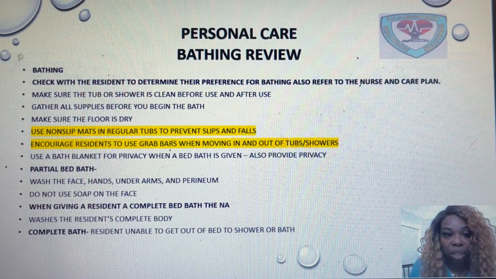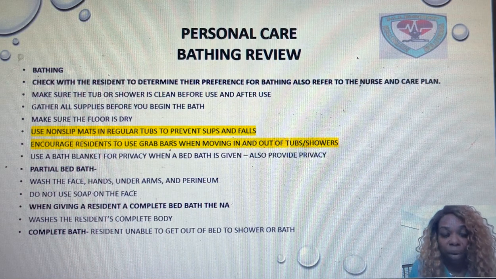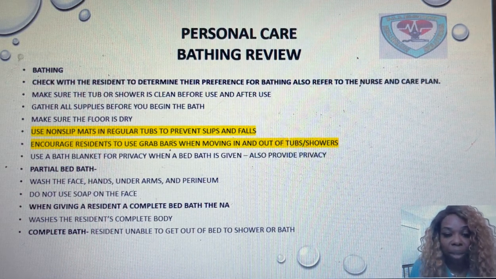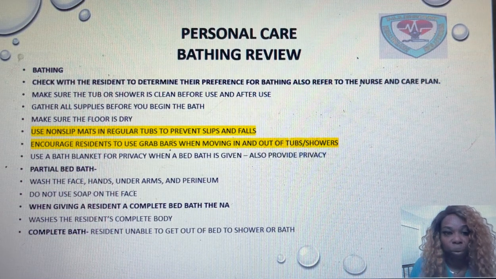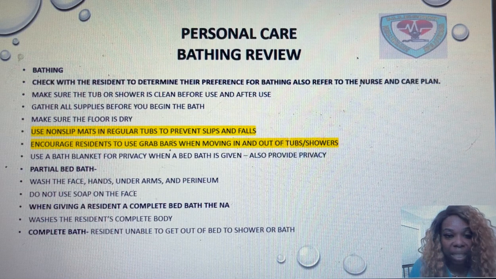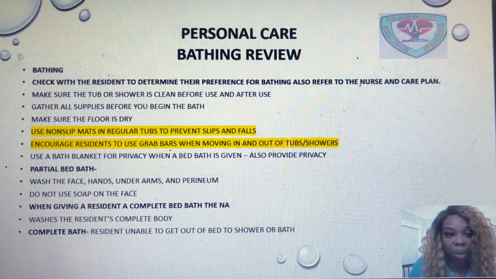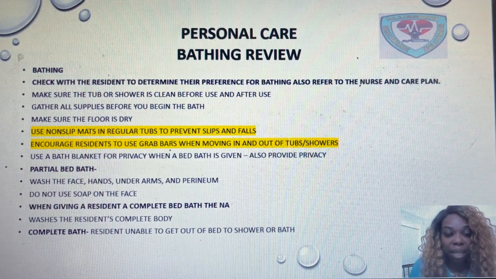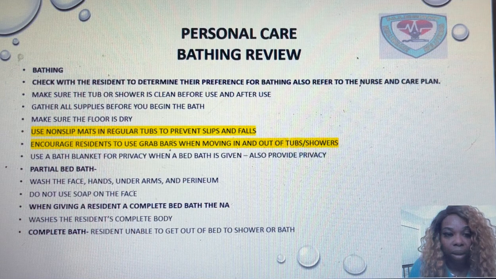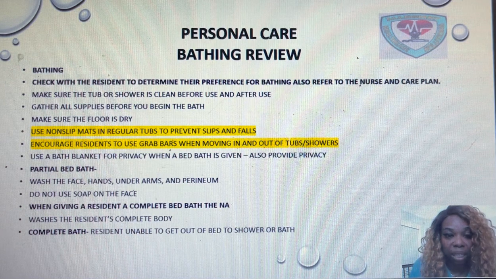You want to make sure that the tub or the shower is clean before and after use. You want to make sure that you gather all of your supplies. And once again, make sure that the floor is dry and that the environment is safe for you to actually carry out bathing or showering a resident. It's okay to use non-slip mats in the regular tub or the shower to prevent slips or falls.